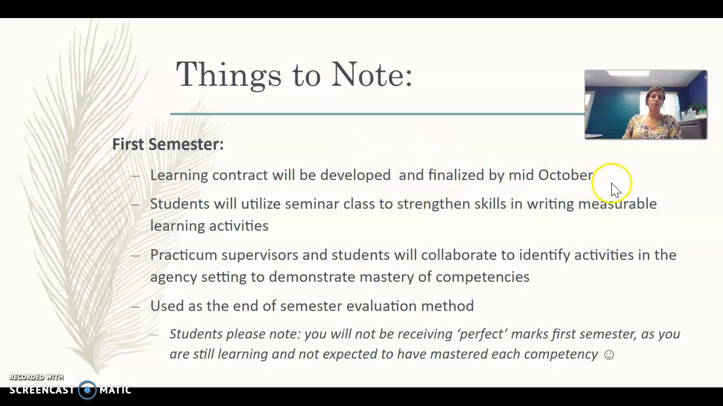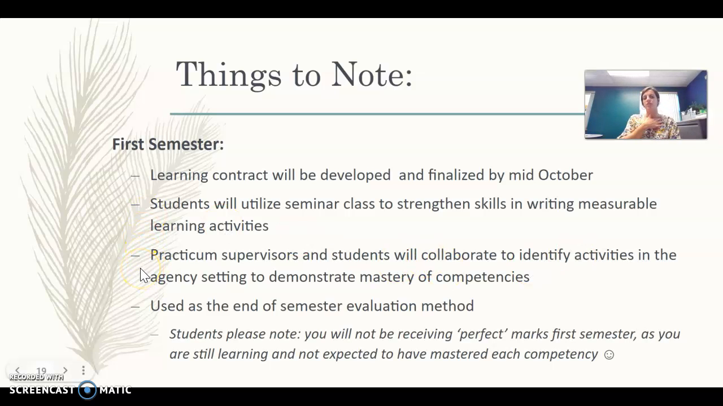And so by mid-October, they will be finalized to be able to be used then for the midterm evaluation, which is at the end of fall semester. So they'll utilize the seminar class to strengthen the skills in writing measurable learning activities. Again, very aligned with SMART goals. I just talked about that one.